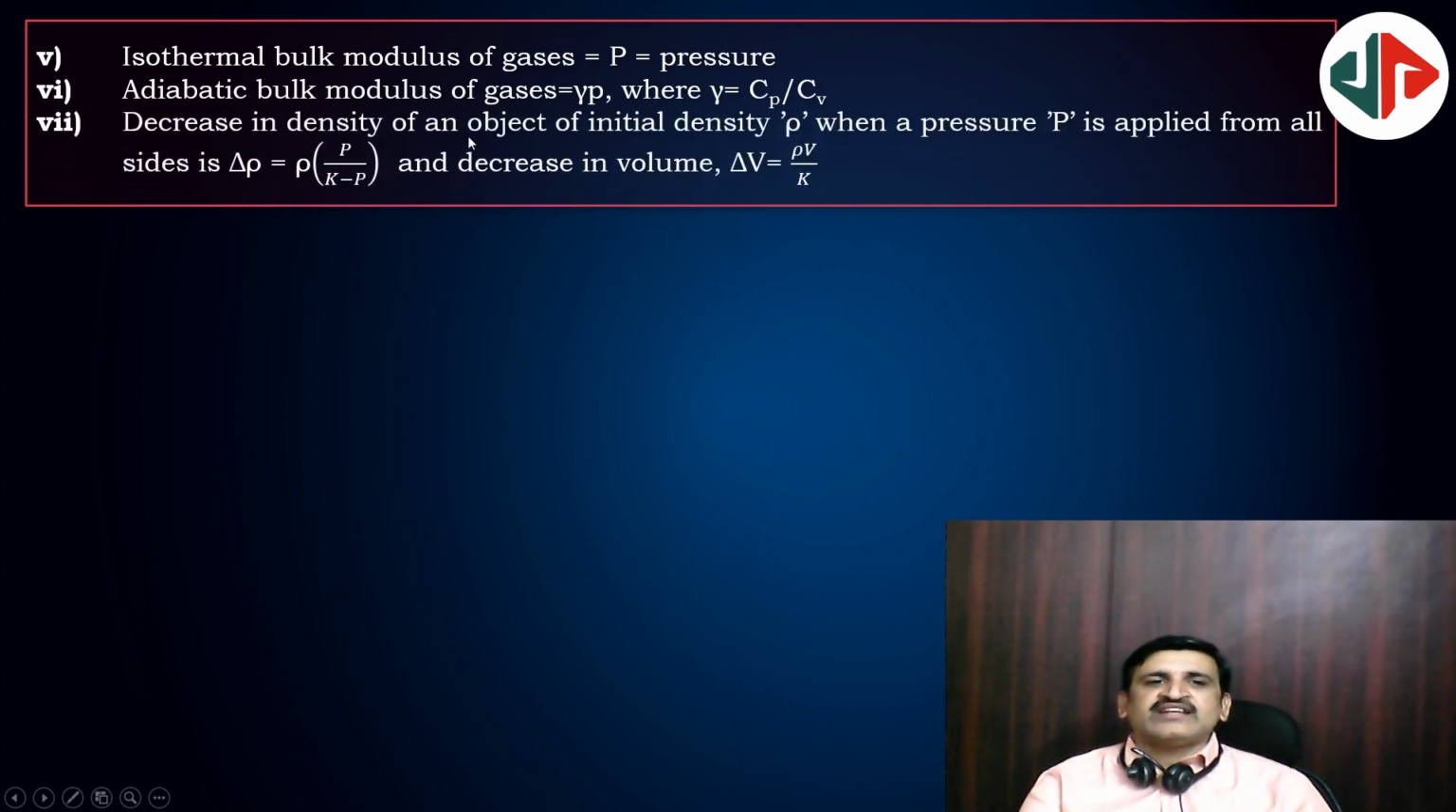And for the change in density of an object of initial density rho, when pressure P is applied from all the sides, the increased density equals the original density into pressure by K, that is rho P by K.